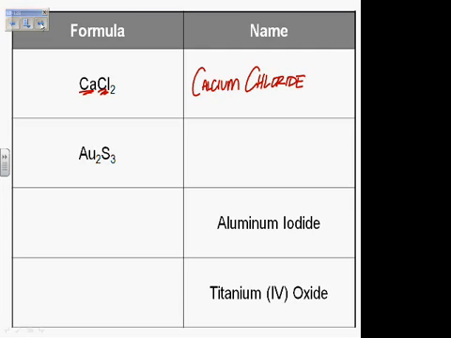For the second one, again, we start off by naming what this first ion is. Au is gold.